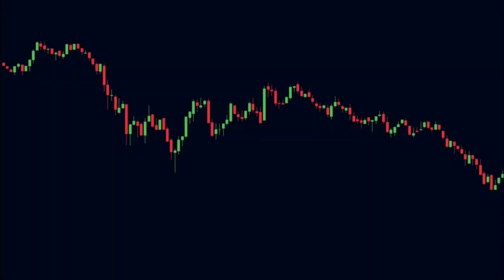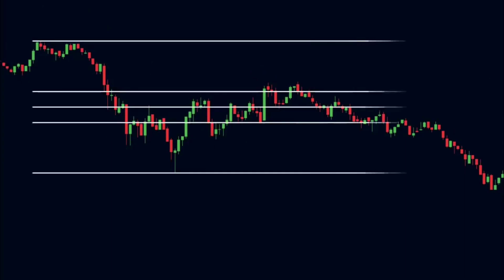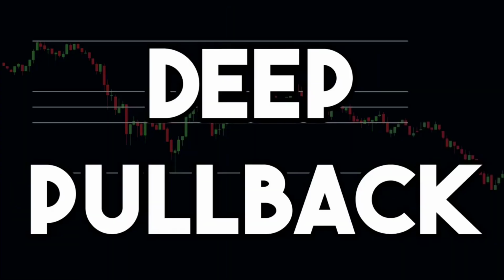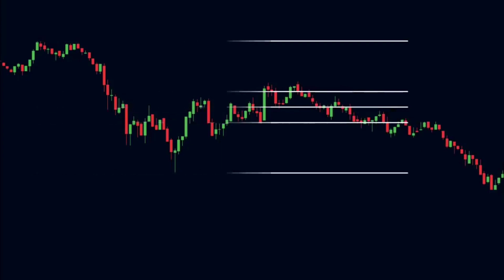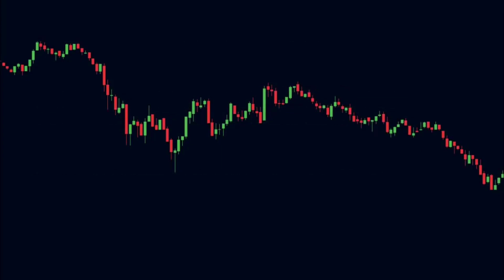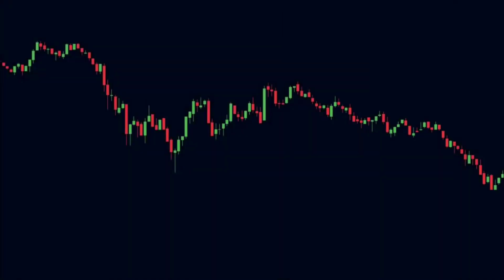Look at this chart. Here we see a strong down move. So we plot the retracement tool and wait for the pullback. In this case, the pullback pushes up until the 0.618 level. Hence, it is a deeper pullback. The market does move downwards in this case as well. But the down move was a normal move. It was not as large as the previous one. So, shallow pullbacks lead to a large move.